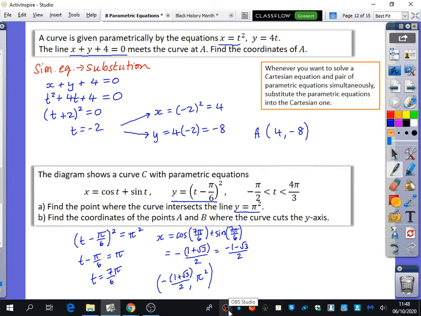Now, I'm not sure I've given us quite enough space to be able to do part B, so you may want to write your next bit a little bit smaller. It says find the coordinates of the points A and B where the curve cuts the y-axis. Okay, where it cuts the y-axis, what do we know? X is 0 where it crosses the y-axis. So I'm going to look at this equation that I've got here, and I'm going to say that 0 equals cos t plus sine t. So it is a trig equation. How am I going to solve this trig equation?